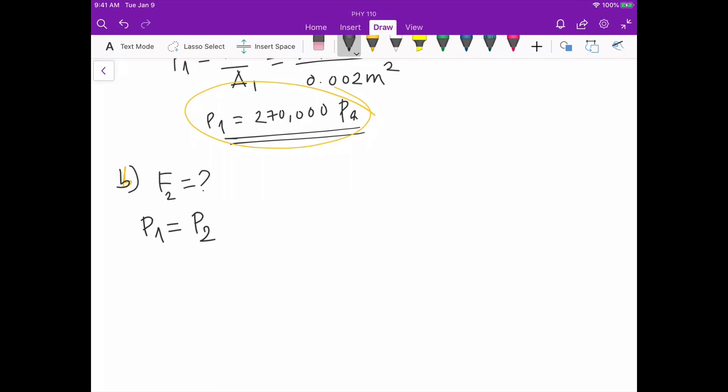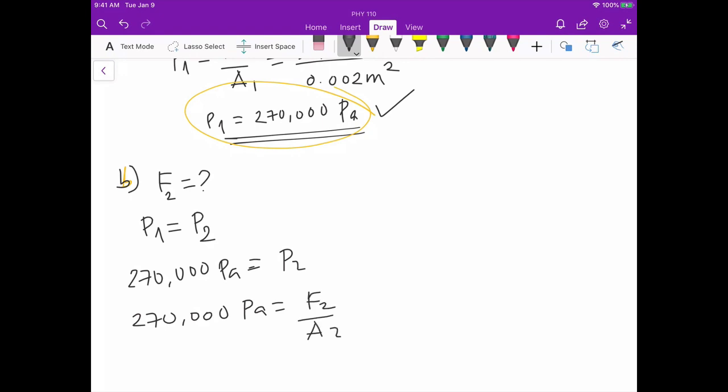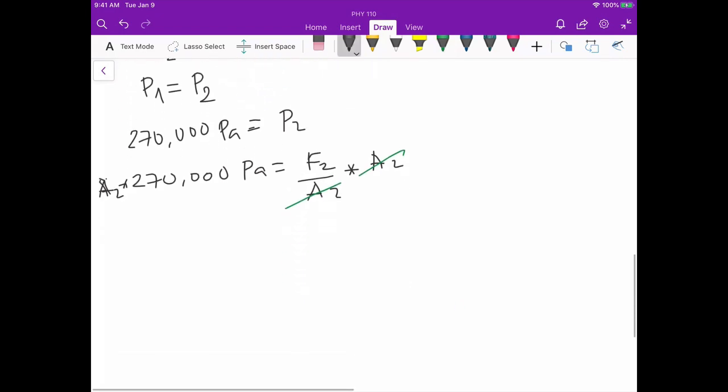You already know the pressure on one side, the one you just calculated, this guy. Therefore, you can say 270,000 pascals is equivalent to P2. But by definition, P2 is F2 over A2, right? So 270,000 pascals equals force 2 over area 2. To isolate F2, what will you do? You multiply both sides by area 2. Then A2 cancels out, and you will have F2. So from here, you can find F2 equals A2 times 270,000.